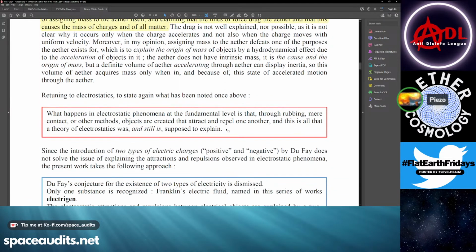The drag is not well explained, nor possible, as it is not clear why it occurs only when the charge accelerates and not also when the charge moves with uniform velocity.